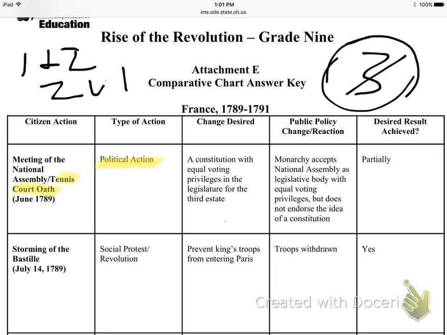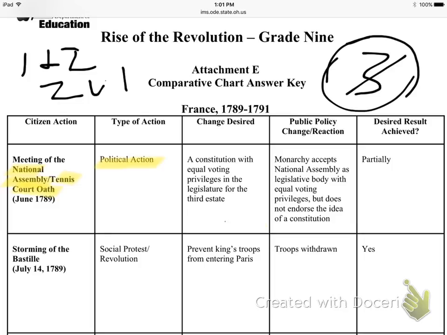So the king decided, well, fine, if you're going to protest, I'm not going to let you meet at all, so he locked the doors. And then the 3rd estate said, well, there are other rooms in France, so we'll just get another room. So they found this local tennis court. They all met there, and they created this thing called the National Assembly, and they wanted this National Assembly to replace the 3 estate system.